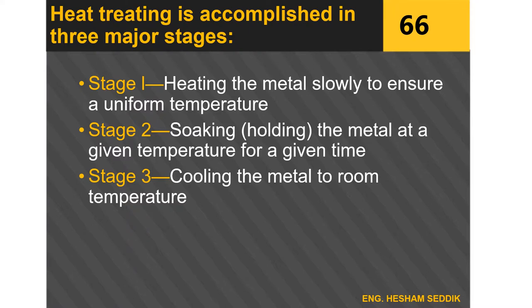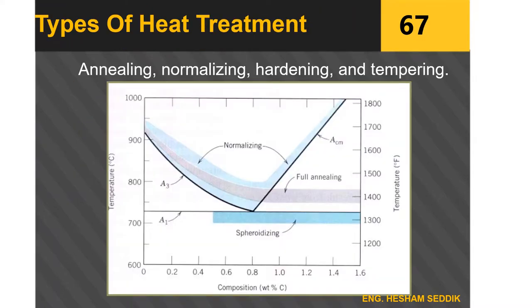Stage number three, the cooling. After finishing the heating time or holding time, we need the cooling, and the cooling must be at the same rate as the heating until the piece temperature reaches room temperature. Types of heat treatment: we have some types, and usually we use annealing, normalizing, hardening, and tempering.